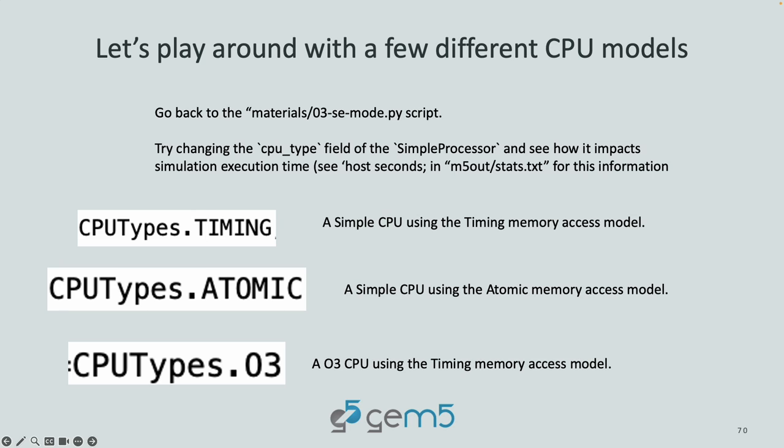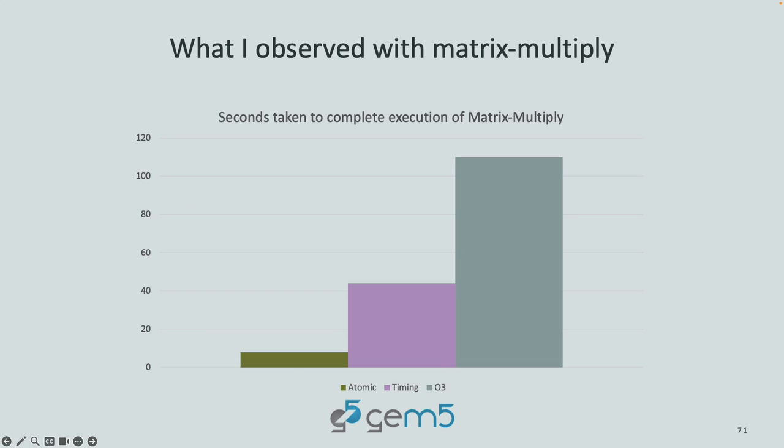Oh yeah, and just remember it's timing, atomic, O3, all capitals in this. But I want to spoil it for you. This is what I got when I ran this at home. Atomic was something like 10 seconds. Timing was, I was running this on my MacBook, so it might be a bit faster than this VM, but in the order of magnitude here, you're going to take something closer to 50 seconds for timing. And O3, you're getting up to like 110. So it really does make a big difference.